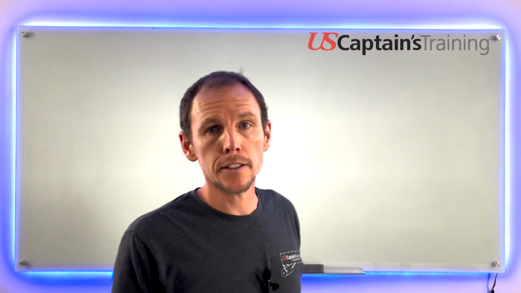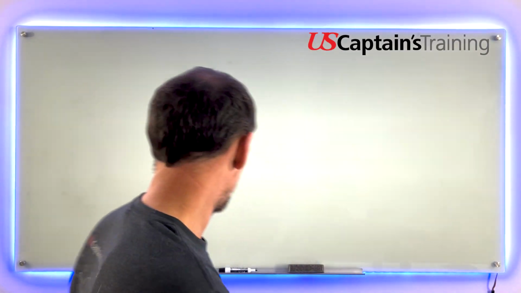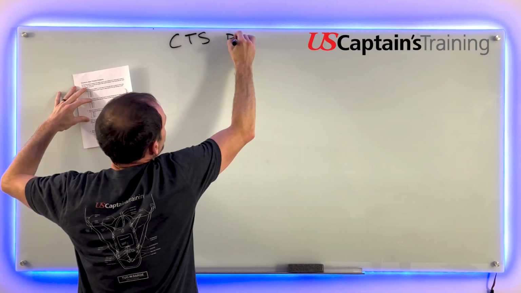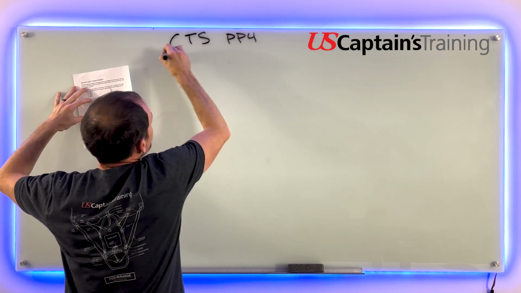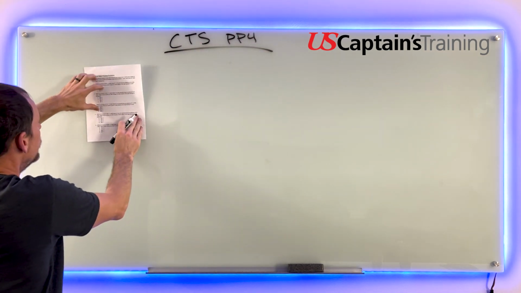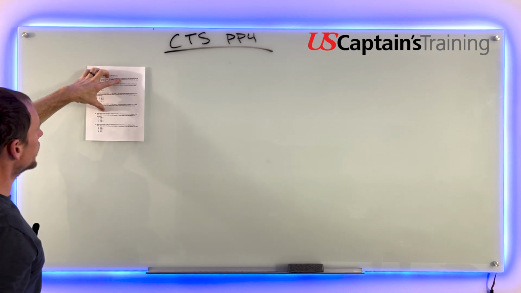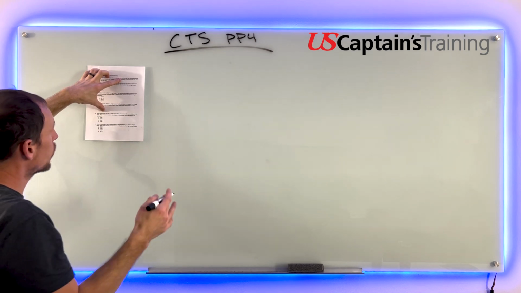Course to steer, practice problem 4. Let's get into it. We read it. While on course 138 true, a light bears 14 degrees on the starboard bow at a distance of 8.6 miles. Pull our information.